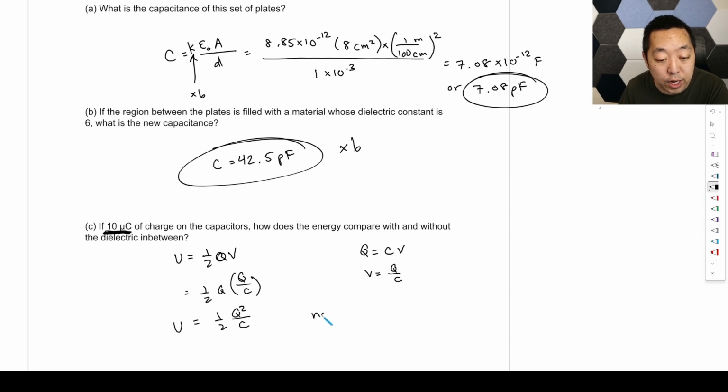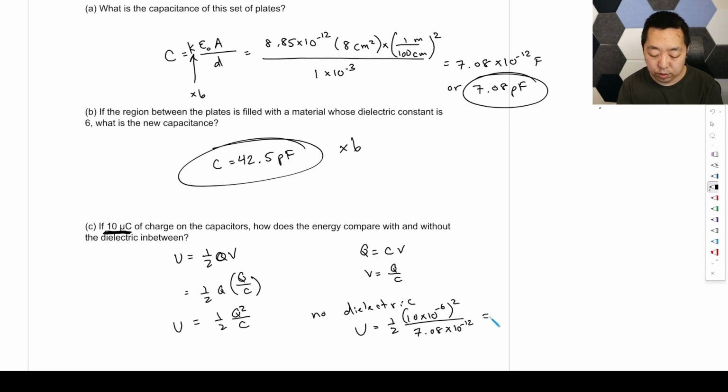So with no dielectric, the energy is going to be 1/2 times 10 times micro, where micro is 10 to the negative 6, squared, divided by the capacitance, which is 7.08 times 10 to the negative 12. Let's just do that. 0.5 times 10e negative 6 squared divided by this number in our calculator, and I get 7.06 joules.